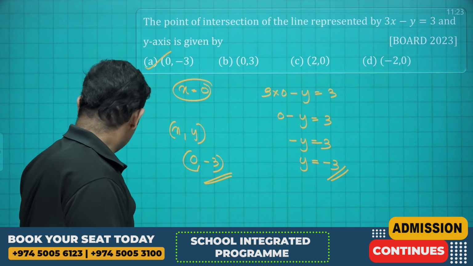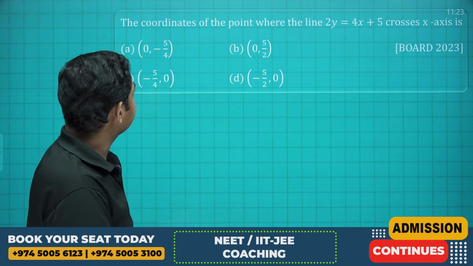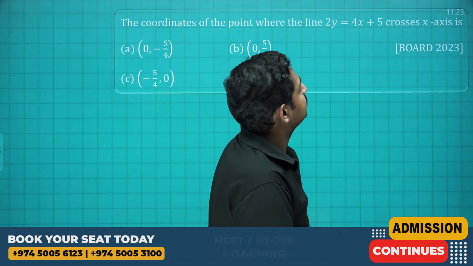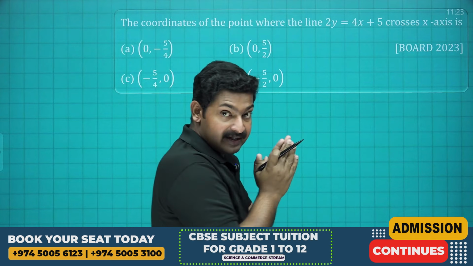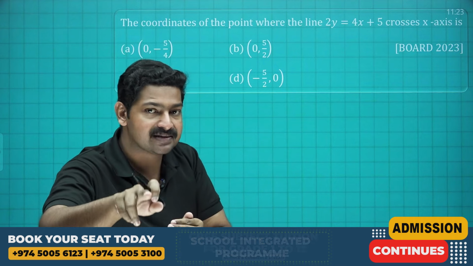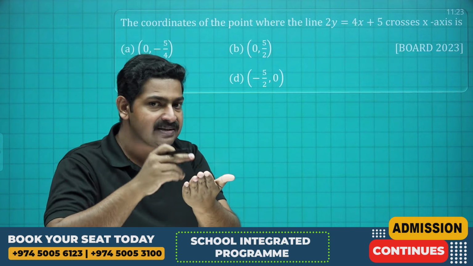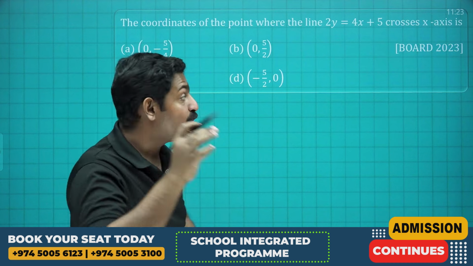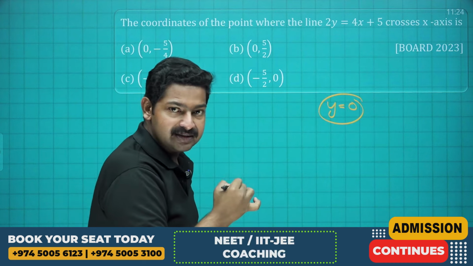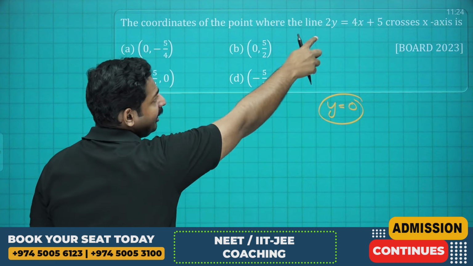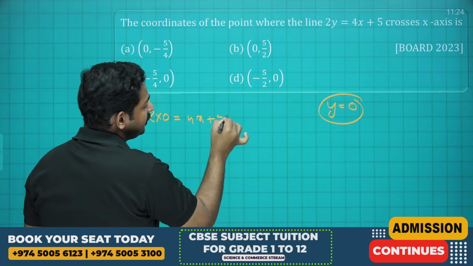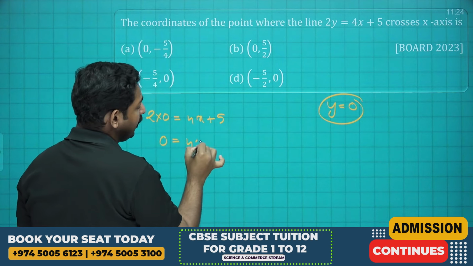Okay, so now we are moving to the next one. Here you can see the coordinates of the point where 2y equal to 4x plus 5 crosses x-axis. Again, the equation of a line is given which crosses the x-axis. Which crosses the x-axis means that point is lying on x-axis. So y coordinate will be equal to 0. Correct? So if y coordinate equal to 0, you can put the value into the equation. So 2 into 0 is equal to 4x plus 5. So 2 into 0 means 0 is equal to 4x plus 5.